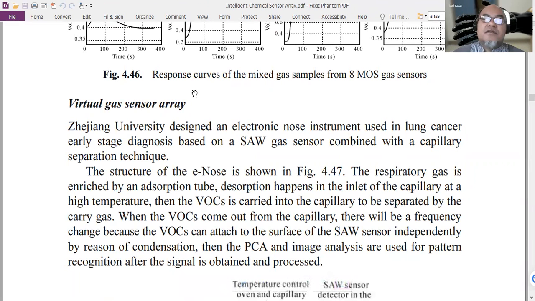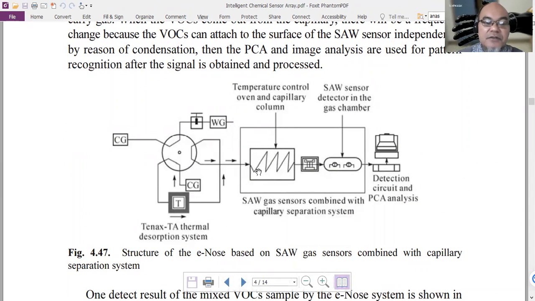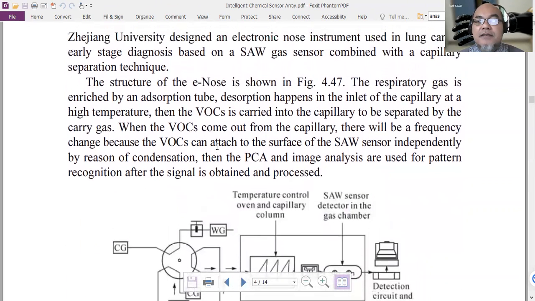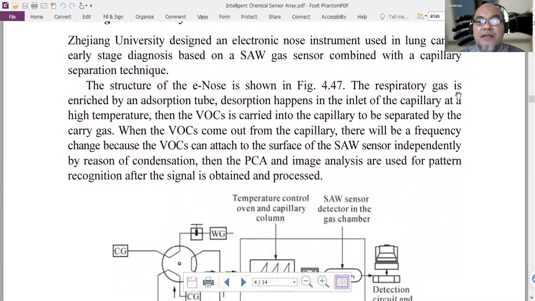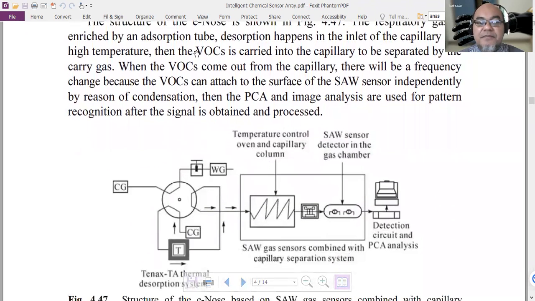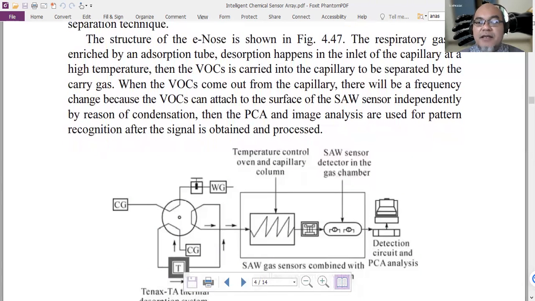Then they also use a SAW gas sensor, surface acoustic wave gas sensor, combined with a capillary separation technique. Okay, this structure is shown in this figure. So first, the gas. This is the sampler basically. The sampler uses CG, capillary gas separation. The respiratory gas is enriched by an adsorption tube. This one, adsorption tube. The desorption happens in the inlet of the capillary at a high temperature.